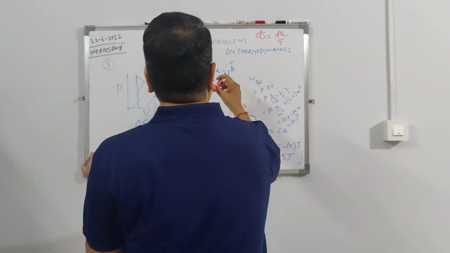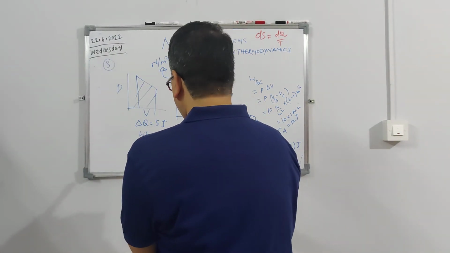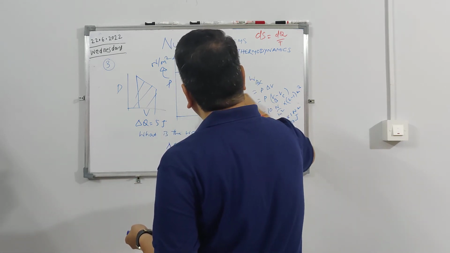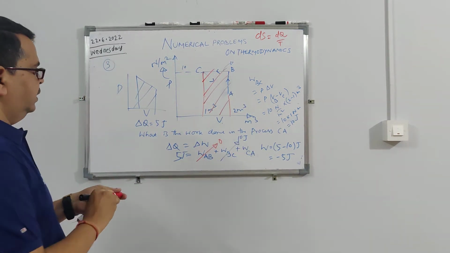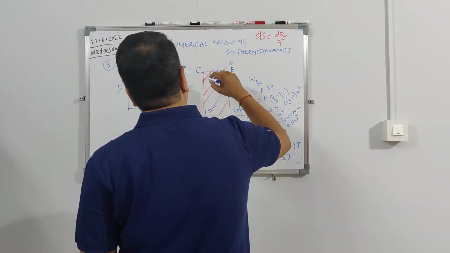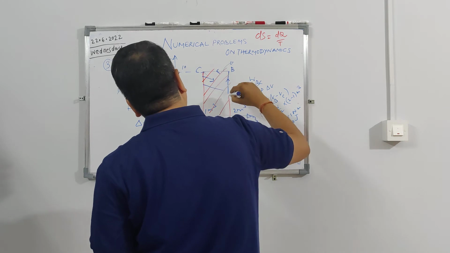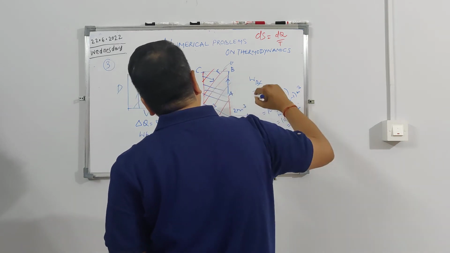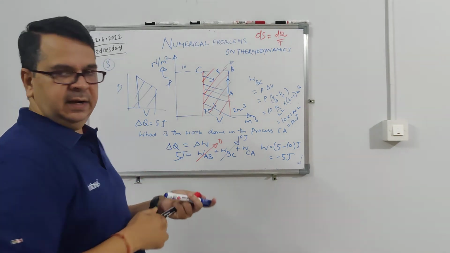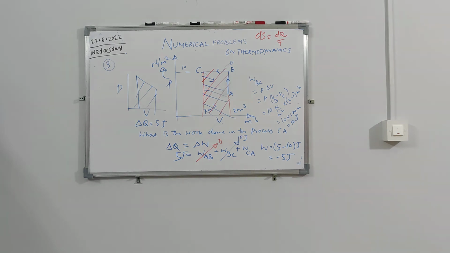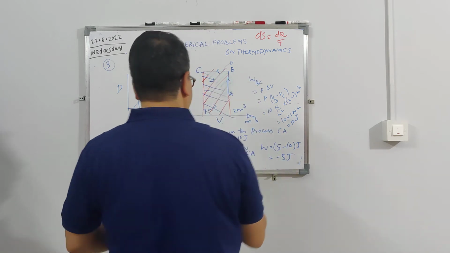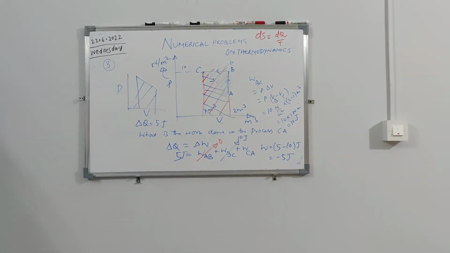So from C to B, this is the complete work done. Then from A to C, whatever we have found out now will be the work done, the area under the curve A to C. And finally, the area inside the triangle will be your net work done.